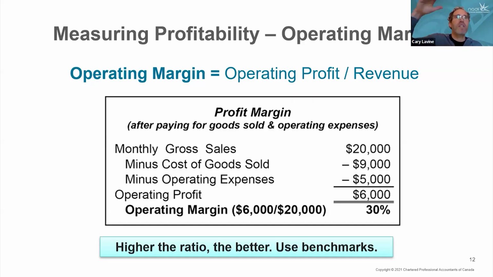So when you take your gross sales minus your cost of goods sold minus your operating expenses, things like rent and marketing expense, general admin, you're left with an operating profit. And you can see in this case, there's an operating margin of 30%. The higher the ratio, the better. And you can use benchmarks to look at that.